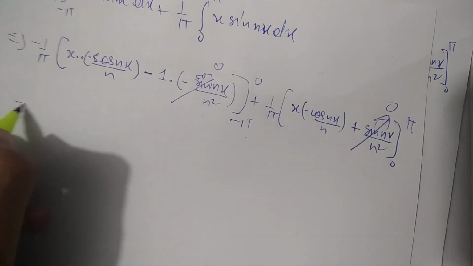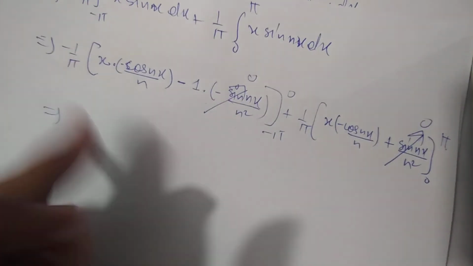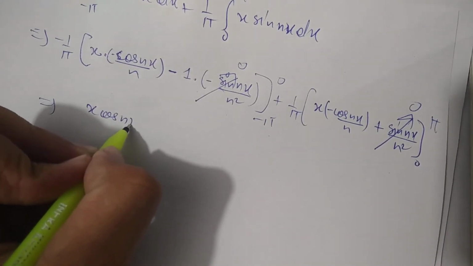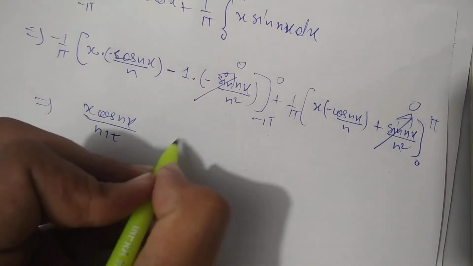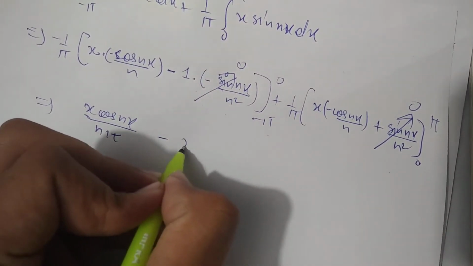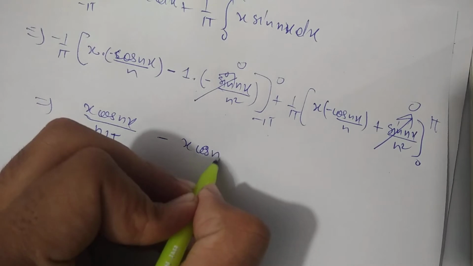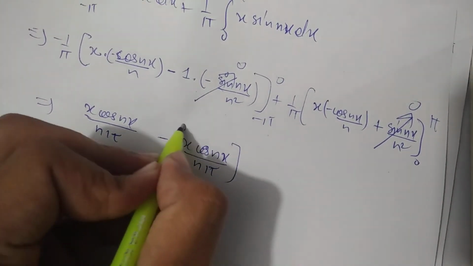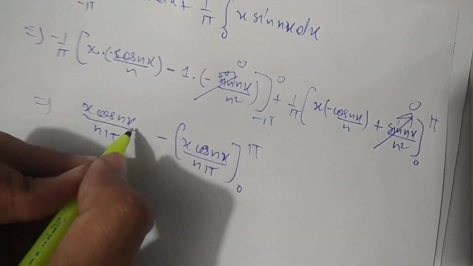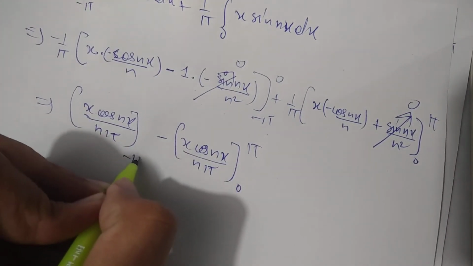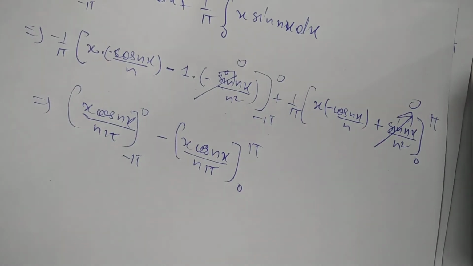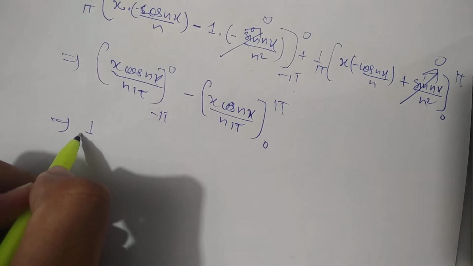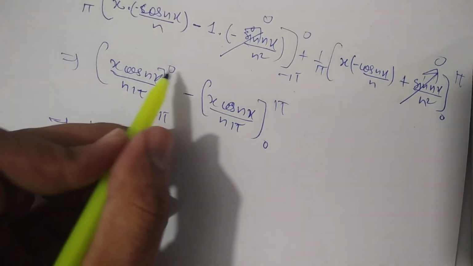Okay, so this value will turn into x cos nx by n pi, with the minus sign outside, and this value is minus x cos nx by n pi, but the limits are different. In this, it is from 0 to pi, and in this, it is from minus pi to 0.